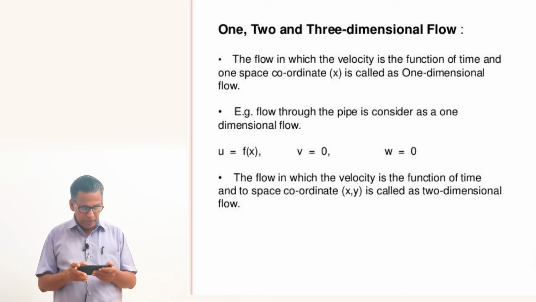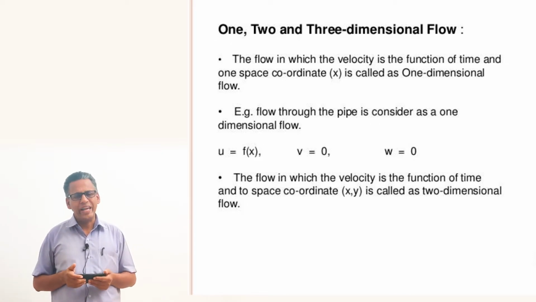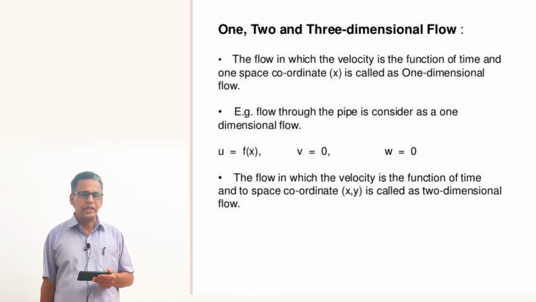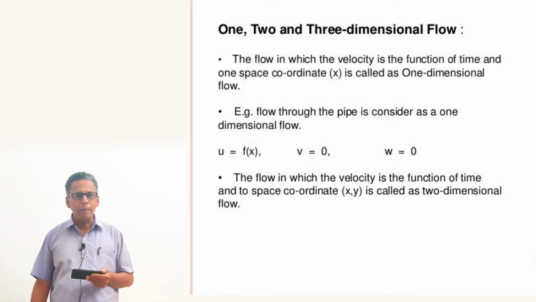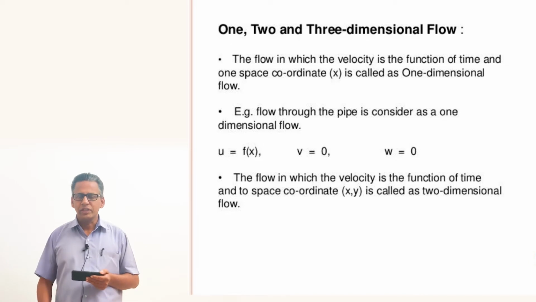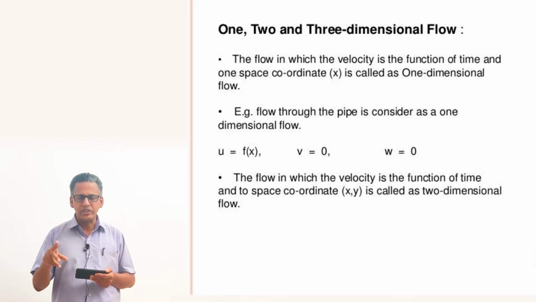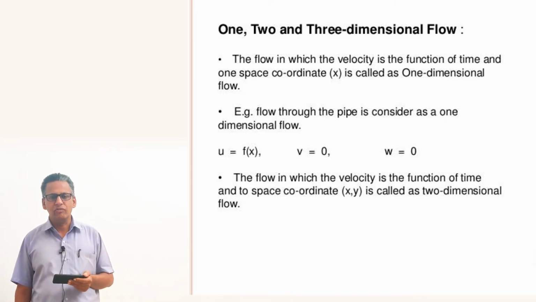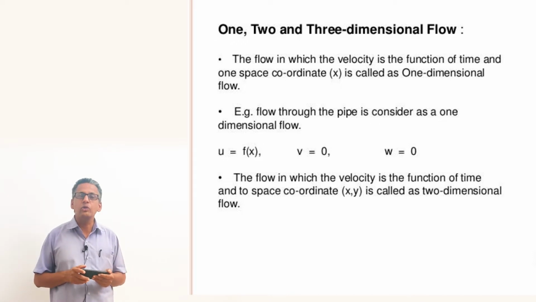So how can we write such a flow? u is equal to f of x. Velocity has 3 components along x, y, z: u, v, w. So velocity is a function of only one space coordinate. It is not a function of time. So steady one dimensional flow: u is equal to f of x, v is equal to 0 and w is equal to 0.